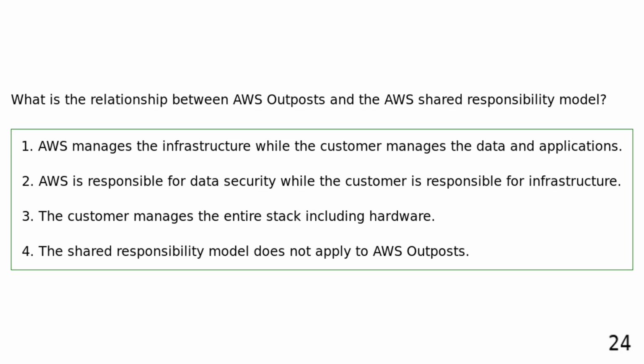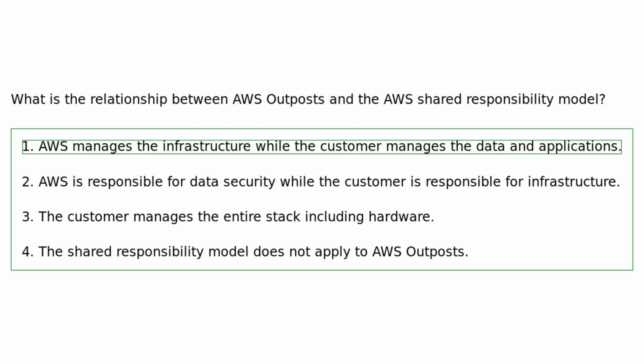What is the relationship between AWS Outposts and the AWS shared responsibility model? AWS manages the infrastructure while the customer manages the data and applications. AWS is responsible for data security while the customer is responsible for infrastructure. The customer manages the entire stack including hardware. The shared responsibility model does not apply to AWS Outposts. With AWS Outposts, AWS manages the physical infrastructure, while the customer is responsible for managing data, applications, and configurations.